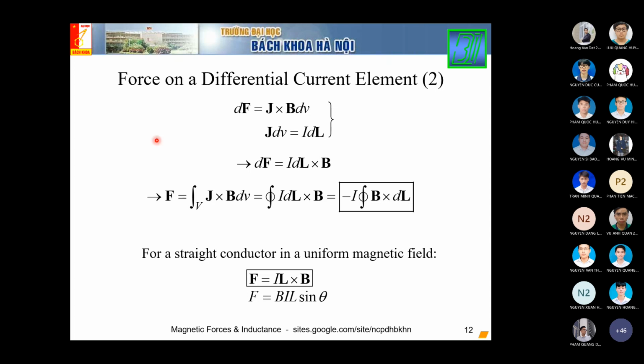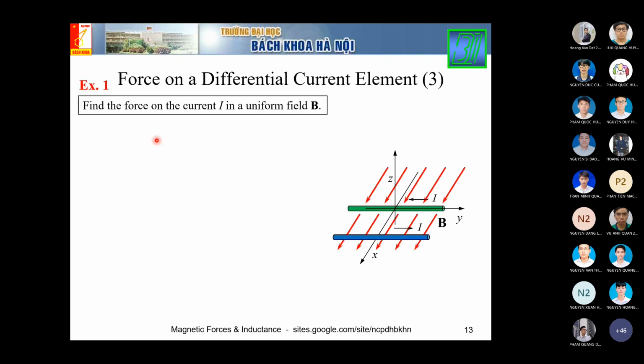All right, to understand this, we do the first example. We have here two wires. They carry two equal but opposite currents, I here and I here. They are on the xy plane, and the whole system is in a uniform field. The field here is alongside the x-axis.